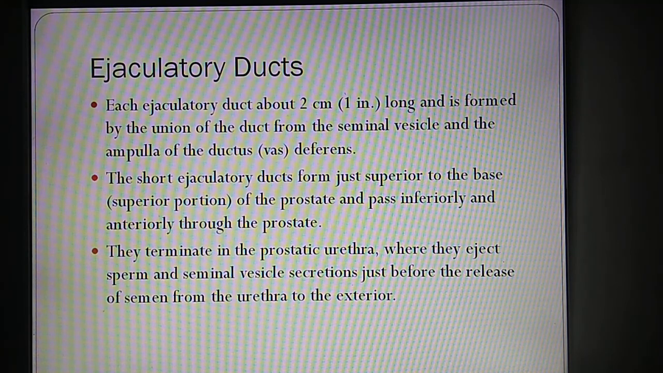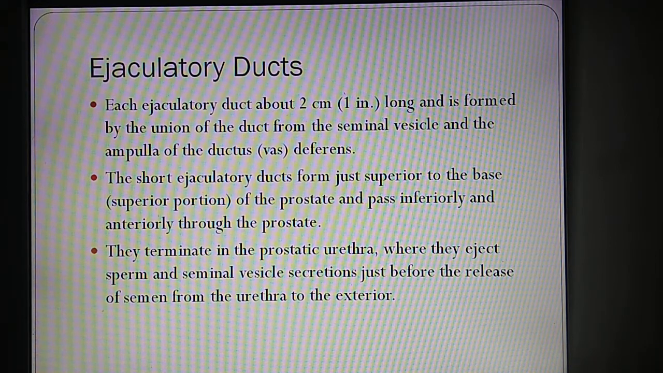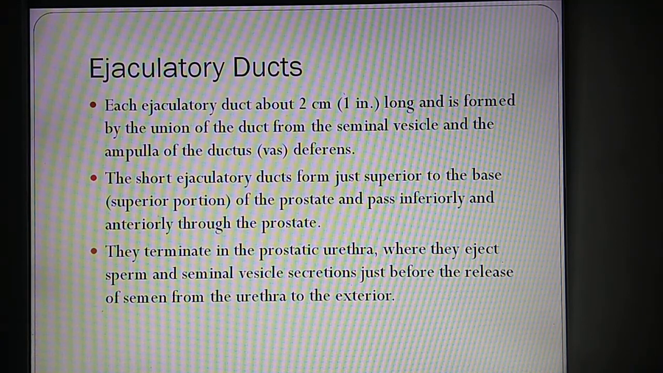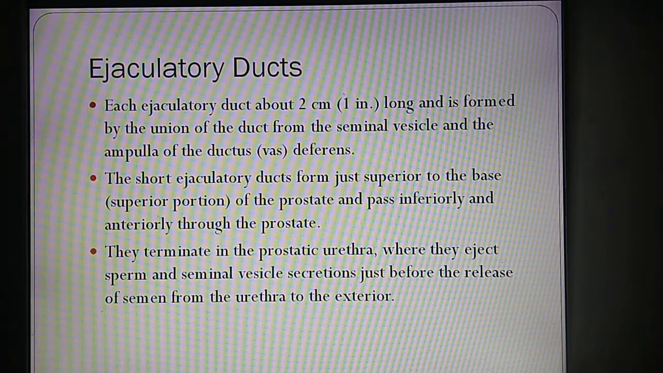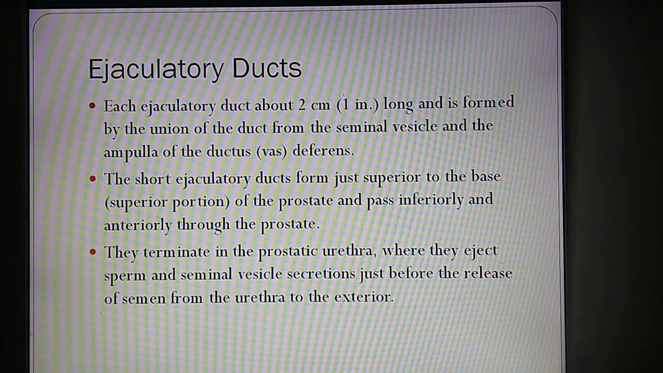Now, next part is ejaculatory duct. Each ejaculatory duct is about 2 centimeters long and is formed by the union of the duct from the seminal vesicle and the ampulla of the ductus deferens. The short ejaculatory ducts form just superior to the base of the prostate and pass inferiorly and anteriorly through the prostate. They terminate in the prostatic urethra where they eject sperm and seminal vesicle secretions just before the release of semen from the urethra to the exterior.